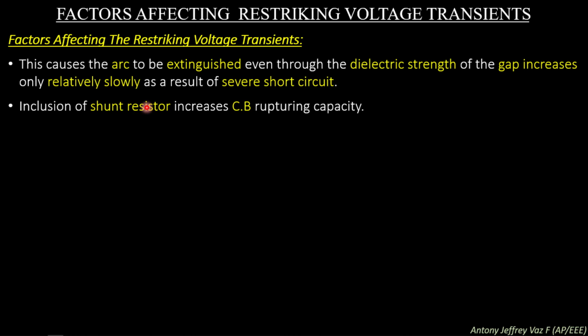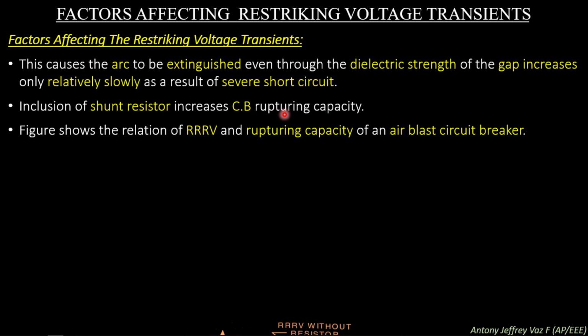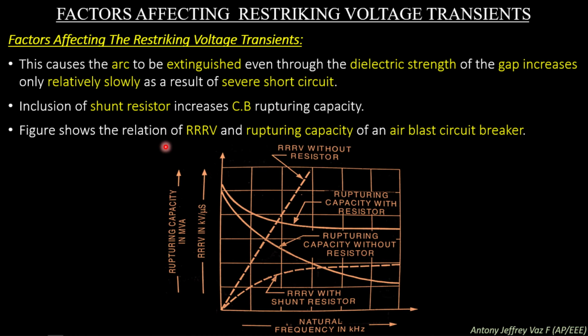Inclusion of shunt resistance. Inclusion of a shunt resistor increases circuit breaker rupturing capacity. The figure shows the relation of RRRV and rupturing capacity of an air blast circuit breaker. Here you can see the natural frequency of oscillation in kilohertz on the x-axis, and on the y-axis you can see rupturing capacity in MVA as well as the rate of rise of restriking voltage in kilovolt per microsecond.